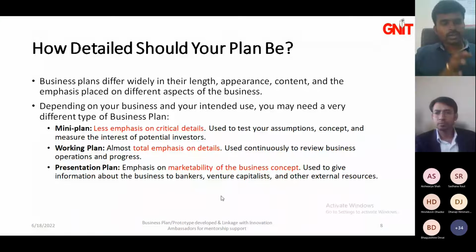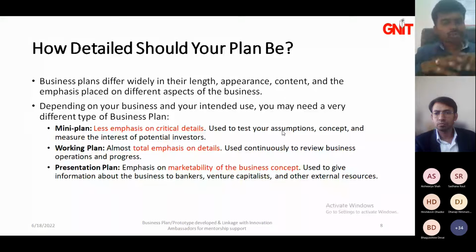So if I'm doing this, this is the assumption. Okay, so if I do like this, I will get this. The concept, assumptions and your investors, this is the only thing. You're not going to give detailed lectures. You're just going to give some summary of your plan and get the approval from the investors. That is a mini plan.